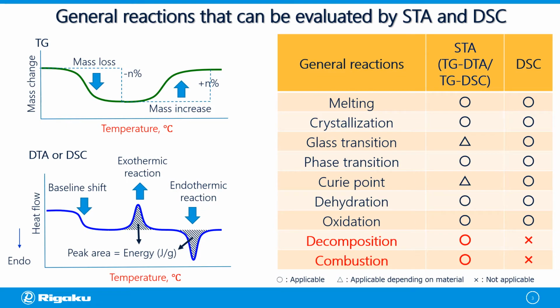Here is an illustration of a TG curve indicating mass loss and mass increase, and how the common reactions are represented in a DTA or DSC curve, which are both plotted against temperature. By combining both TG and DTA, we can elucidate the reactions listed on the table on the right side of this slide. Reactions such as melting, crystallization, glass transition, phase transition, Curie point, dehydration, and oxidation can be measured by both STA and DSC. Other reactions, such as decomposition and combustion, are recommended to be measured by STA.